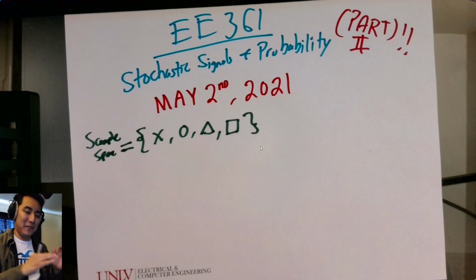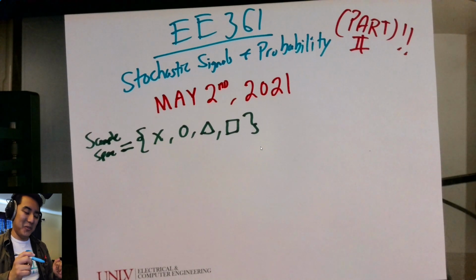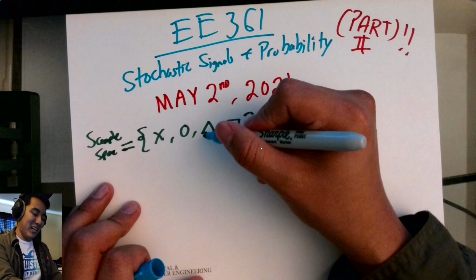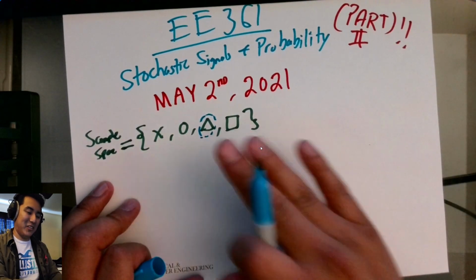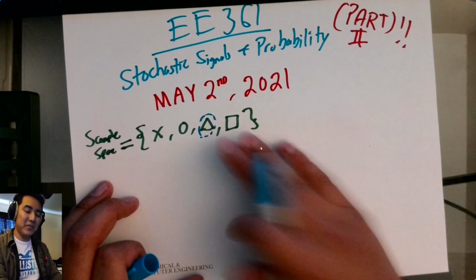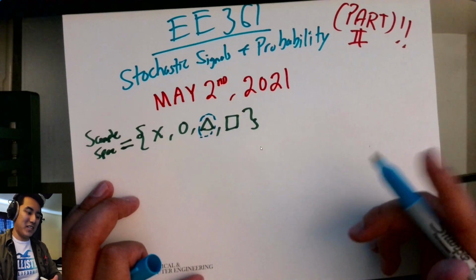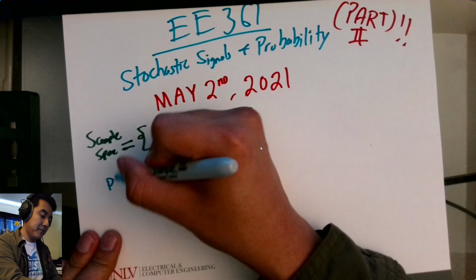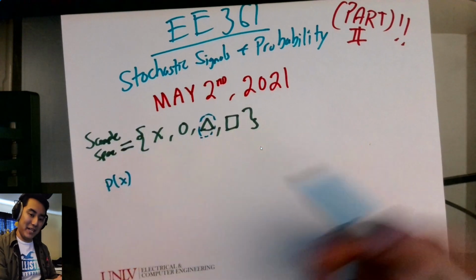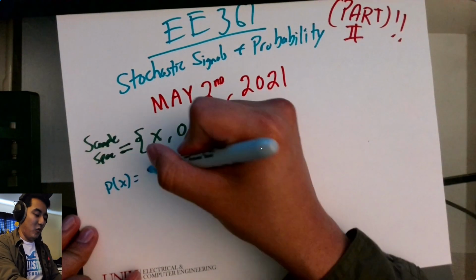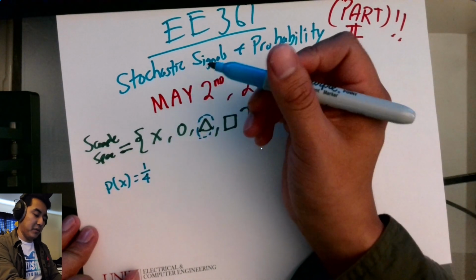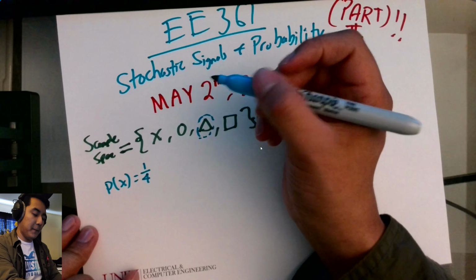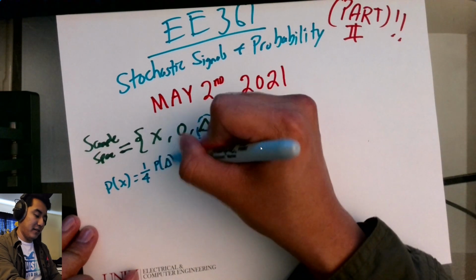What's the probability of this and this? What we're going to do is set a root probability. So let's choose this triangle to be our root. We're going to make everything in terms of this probability of a triangle. So what if I said the probability of X, or item X, is going to equal 1/4 the probability of triangle. Let's do that.